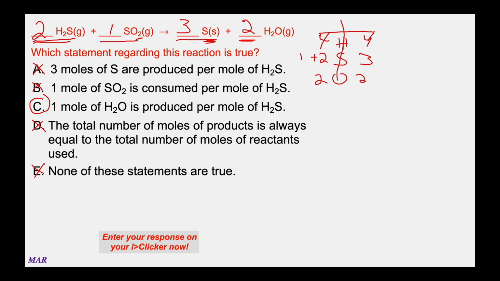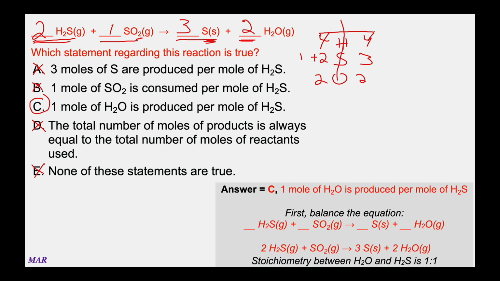Answer E is not right. If C is right, I think answer C is going to be right, and it is. All right. So when you balance this reaction out, 2H2S plus 1 invisible 1, SO2 makes 3S plus 2 waters, and the relationship between H2S and H2O is 2:2 or 1:1.